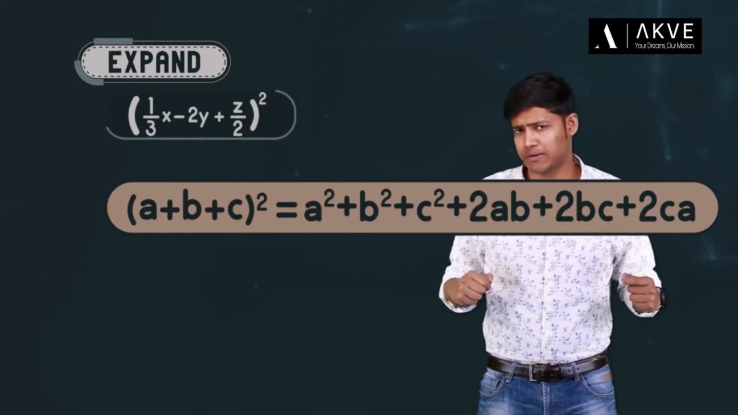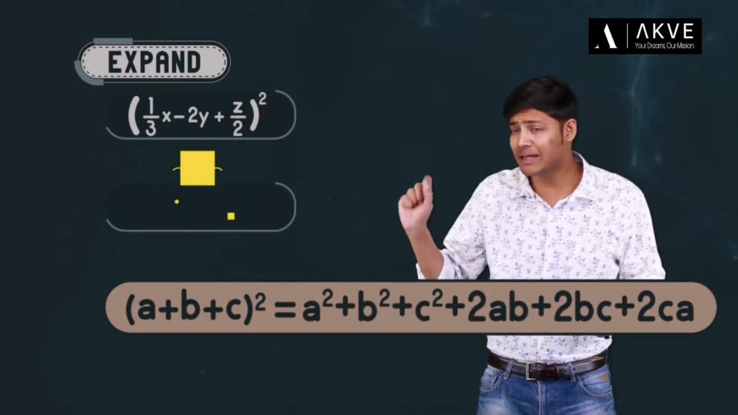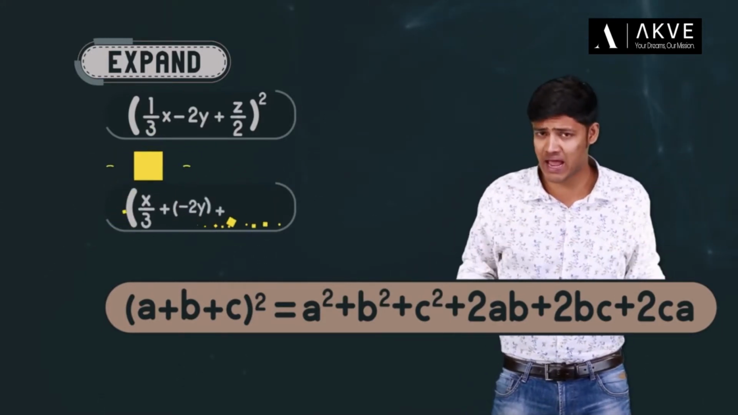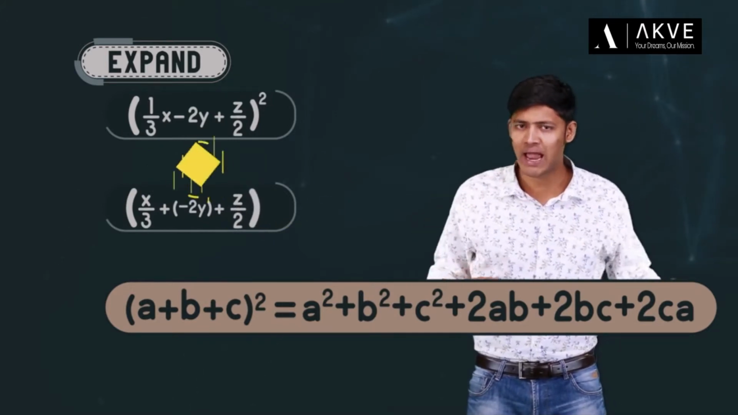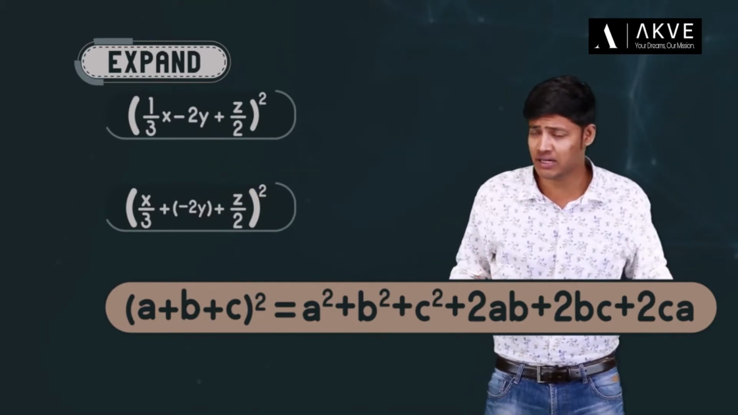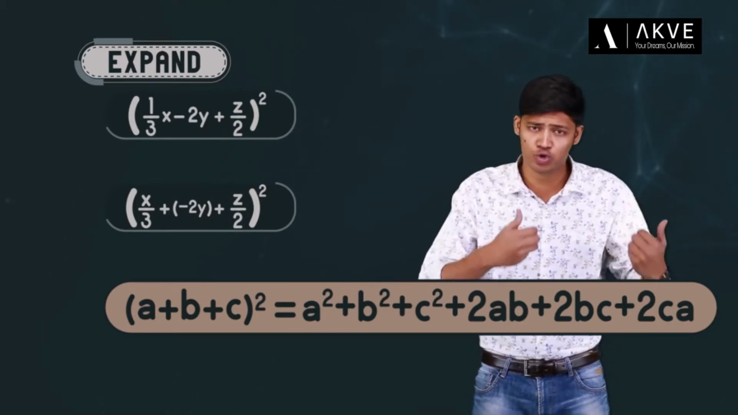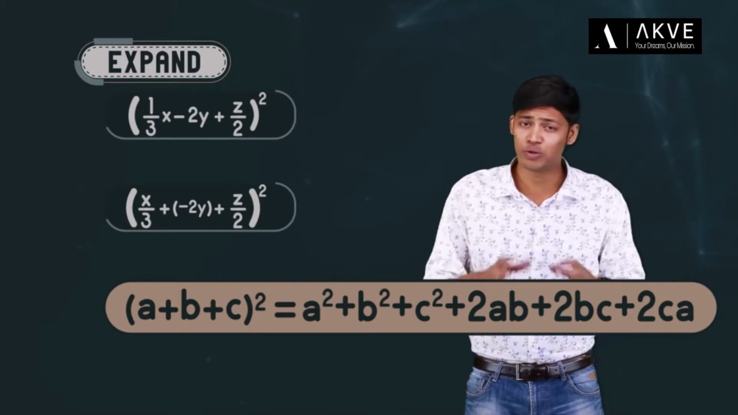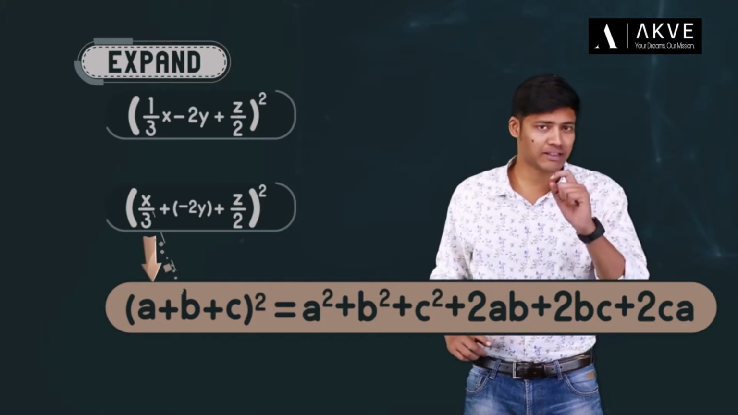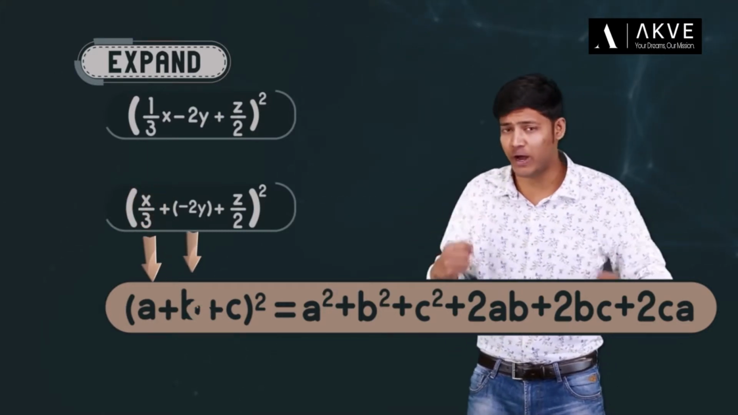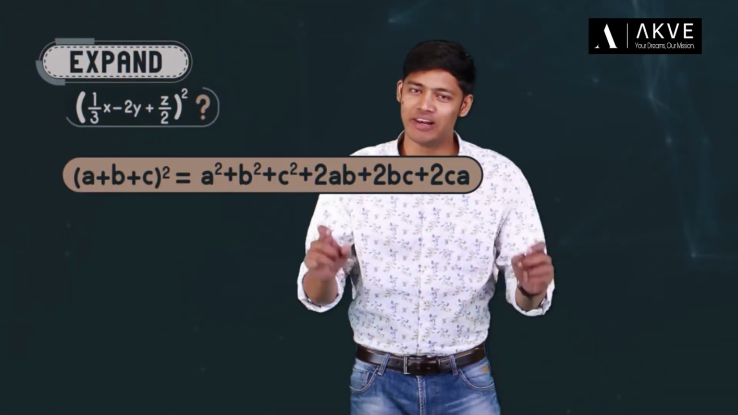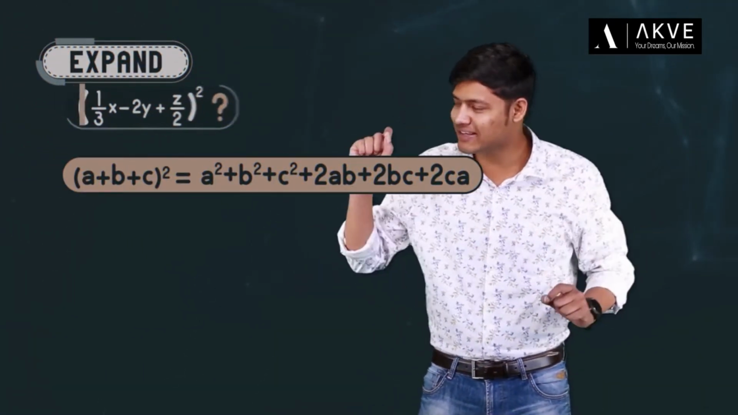Let's rewrite it. That is, we will write 1/3 x as x/3, minus 2y as plus of minus 2y, and z/2 will be written as it is. So now the expression is x/3 plus of minus 2y plus z/2, which is of the form a plus b plus c, where a is equal to x/3, b is equal to minus 2y and c is equal to z/2. Now let's use the identity and expand this expression.